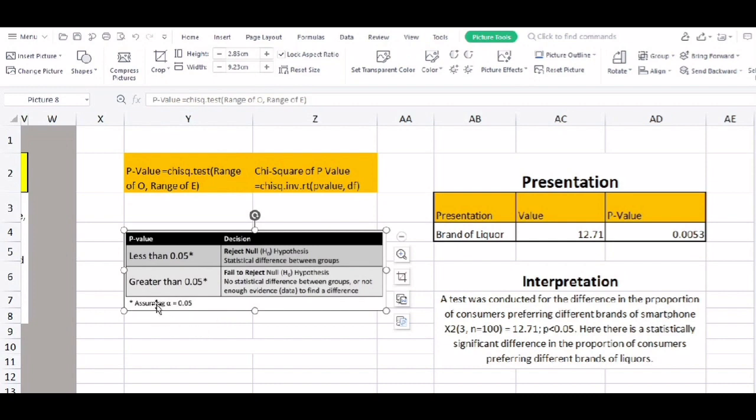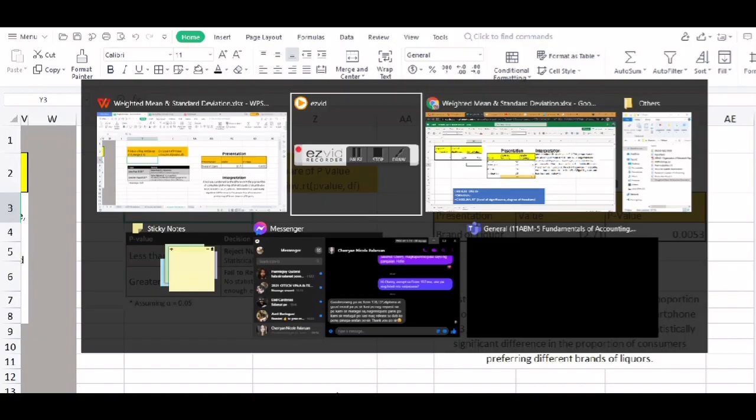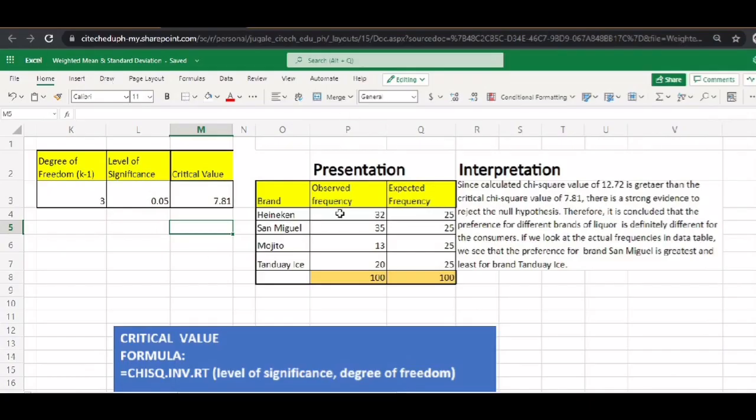So in p-value, we have here assuming that the alpha level is 0.05 or the significant level of significance. So if it is less than 5%, we're going to reject null hypothesis. And if it is greater than, so we fail to reject the null hypothesis. So in getting the p-value, we have here the formula, chi-square test, and then the range of observed frequency as well as comma expected frequency.